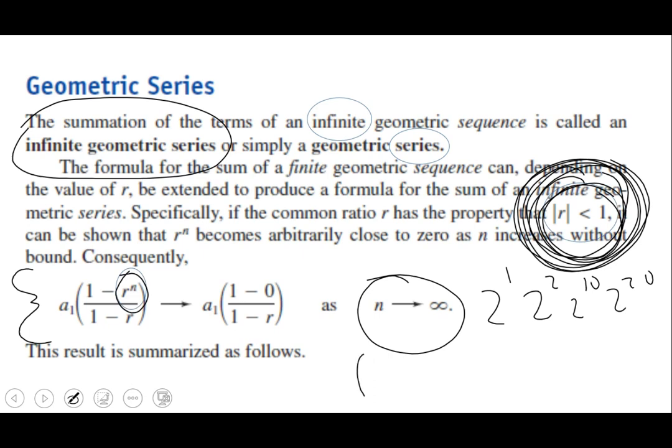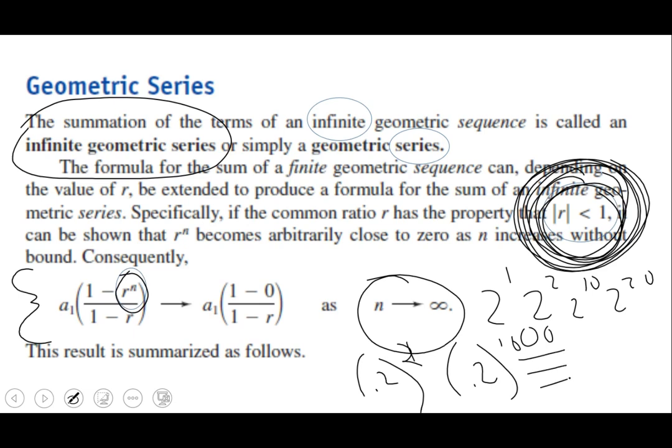So let's say instead of 2, that it was 0.2. If you did 0.2 to the first, you would just get 0.2. Let's say you did 0.2 squared, you would get a smaller value. Let's say you did 0.2 to the 10th, getting even smaller, to the 100th, smaller again, to the 1000th, even smaller and smaller and smaller.